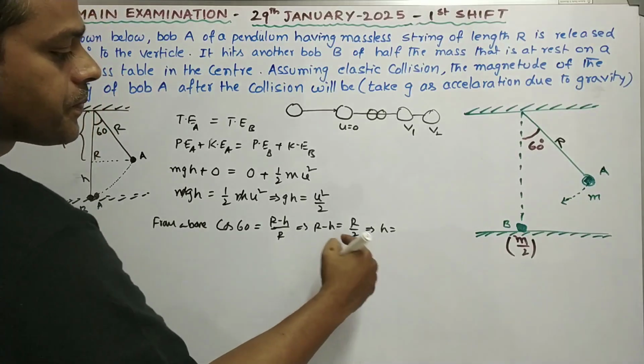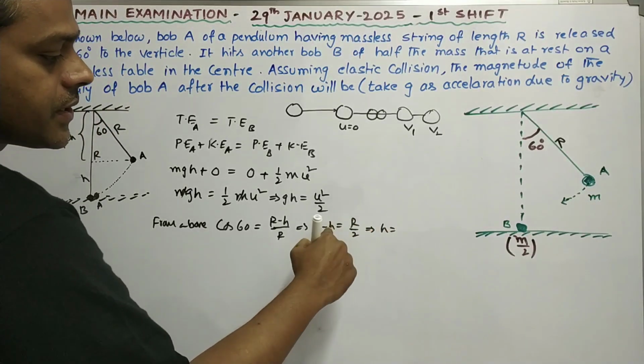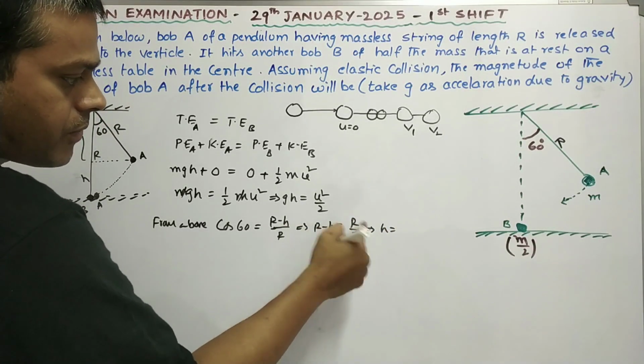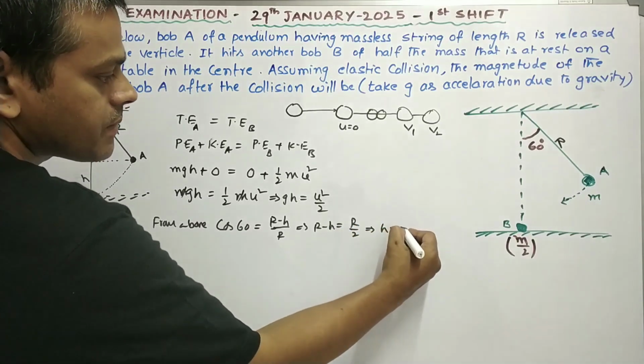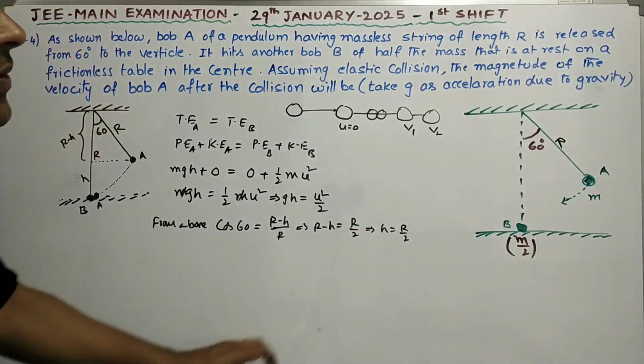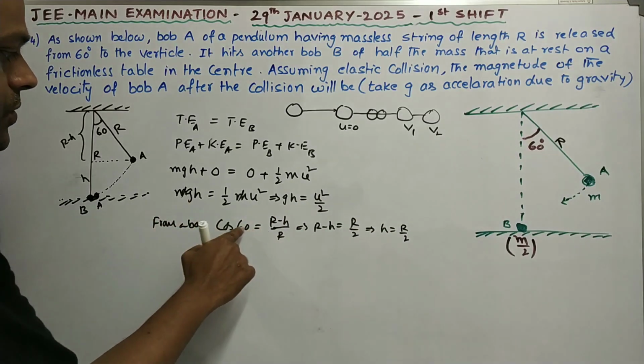That implies h is equal to what? When you take R to the other side, h is equal to R minus R by 2. That means R by 2. So h is equal to R by 2. So substitute it here.